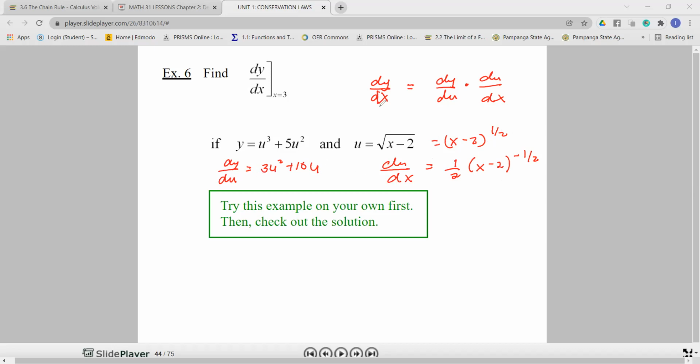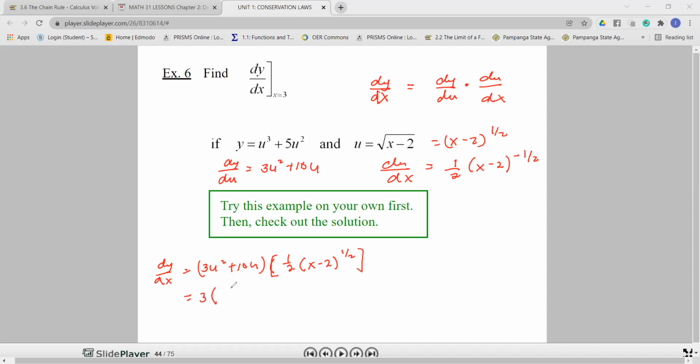So, now let's plug these in. dy over du is 3u squared plus 10u. And du over dx is this one. However, take note that dy over du is with respect to u, and this one is with respect to x. So, dy over dx should be equal to 3u squared plus 10u multiplied by 1 half x minus 2 raised to negative 1 half. However, our u is equal to the square root of x minus 2. So, we replace our u here.